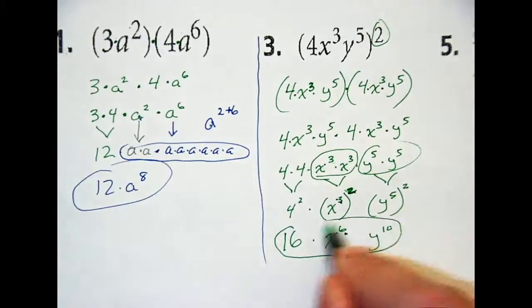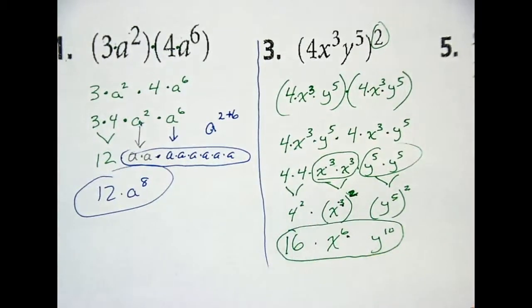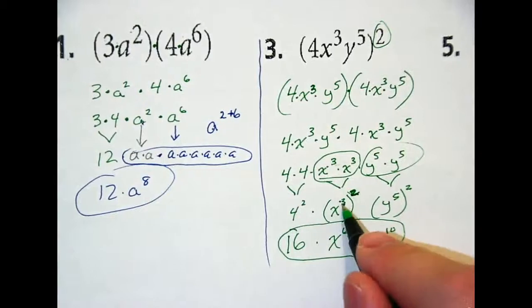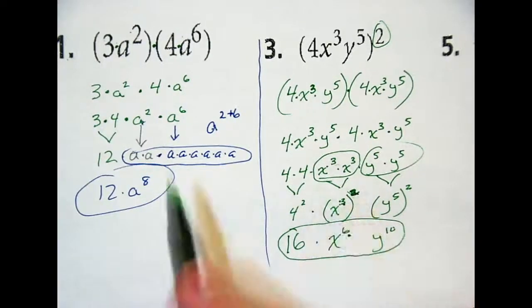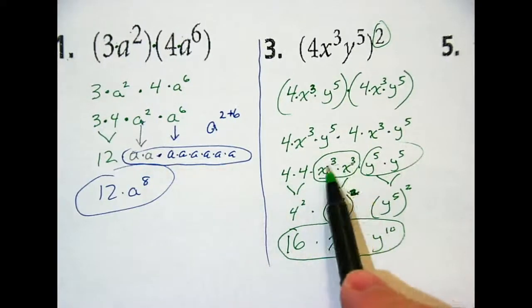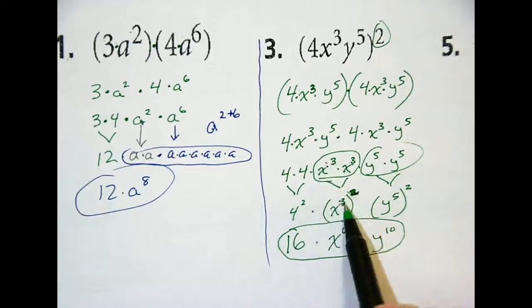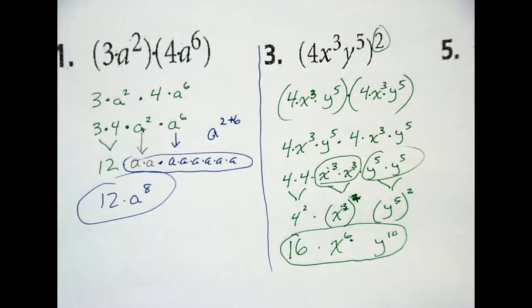6x to the 6th, y to the 10th. This is called a power to a power. Don't confuse it with what this is. Here you're adding. Here you're multiplying. Make sense? Questions?